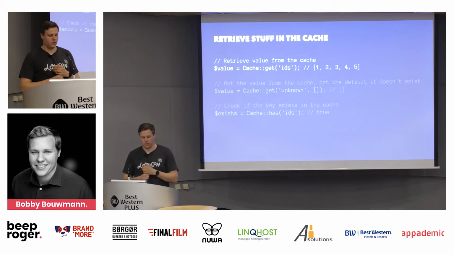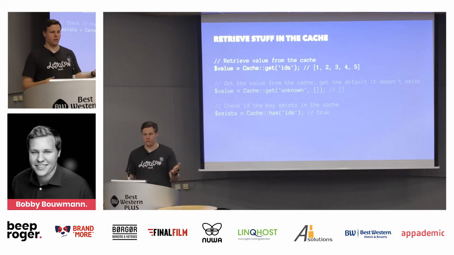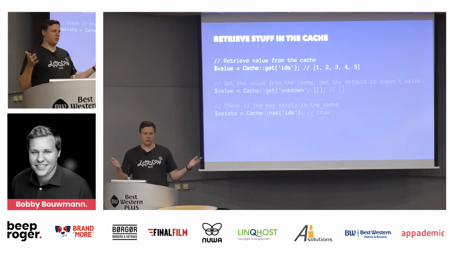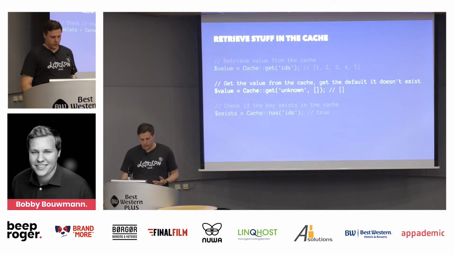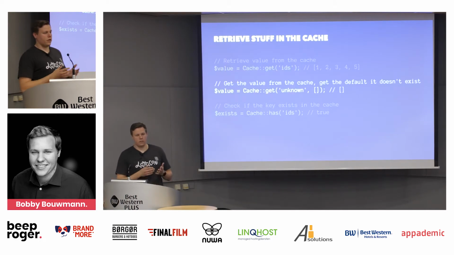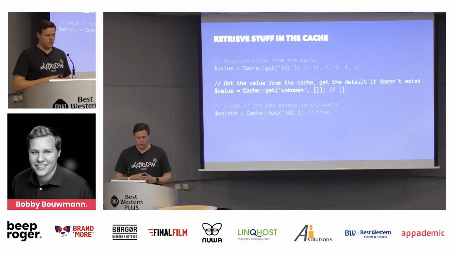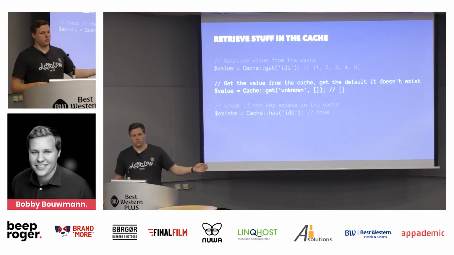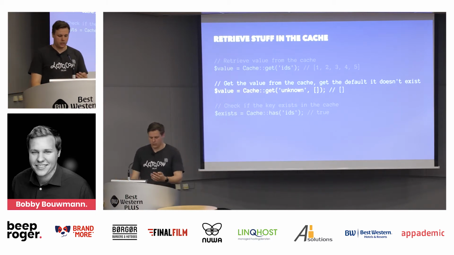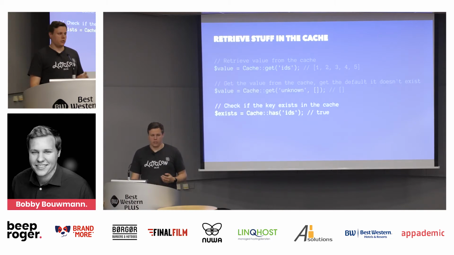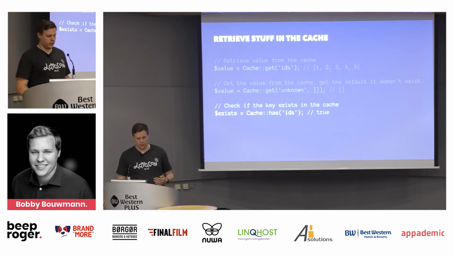So retrieving something from the cache is really easy. You just do get and then give the name. And it will return something or it will return null. And in this case, you also have an extra option. So you can pass in a default value. So if there is no value available inside your cache, then you just return an array. In this case, by default, it's returning null. And there's also this has method, so you can check if the key exists or not. So these are very easy ways to check if something exists inside the cache.